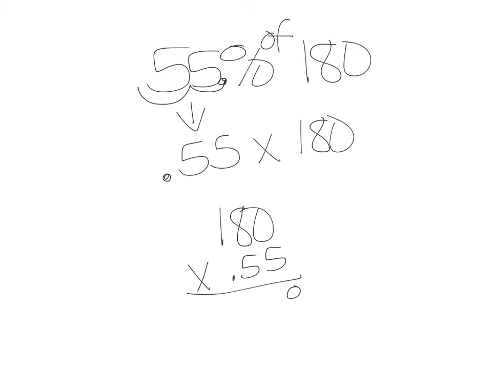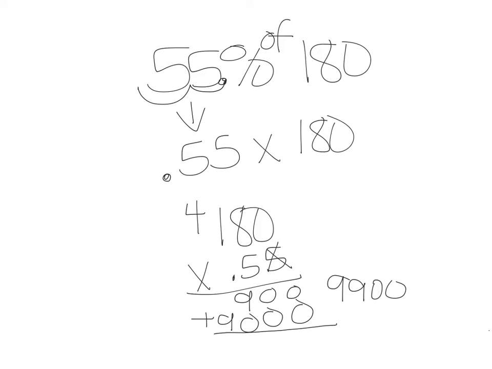5 times 0 is 0. 5 times 8 is 40. 5 times 1 plus 4 is 9. Okay, this 5 becomes 0. 5 times 0 is 0. 5 times 8 is 40. 5 times 1 plus 4 is 9. Add those two together, and I get 9,900. But remember, I don't have any decimal spots here, but I have 2 spots here, making this actually 99. So 55% of 180 is 99.